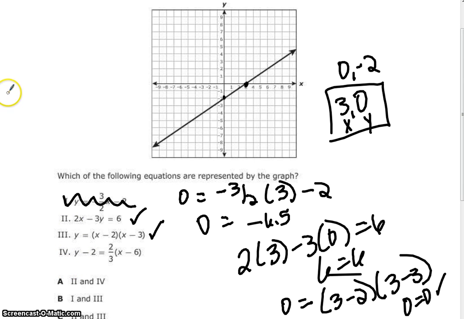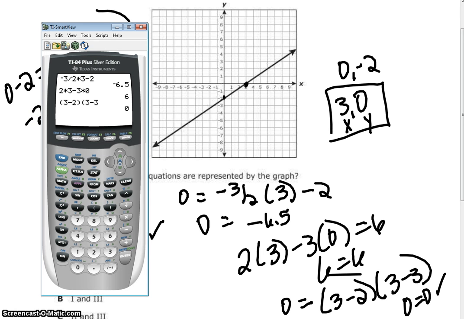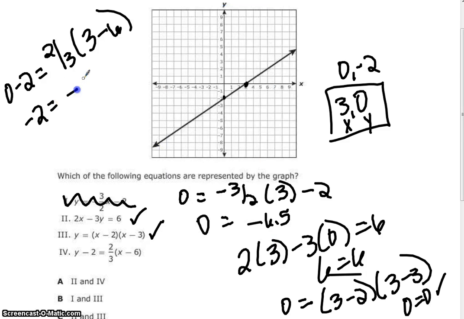Instead of a y, I'm going to say 0 minus 2 is equal to 2/3 times, instead of x, 3 minus 6. So in your calculator, 0 minus 2 is -2. And then we're going to do the right side. So we're going to say 2 divided by 3, parentheses, 3 minus 6. And I get -2. Is -2 equal to -2? Yes, it is. So the bottom 3 are actually good ones.